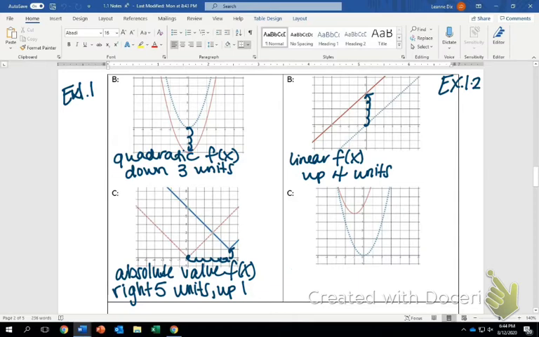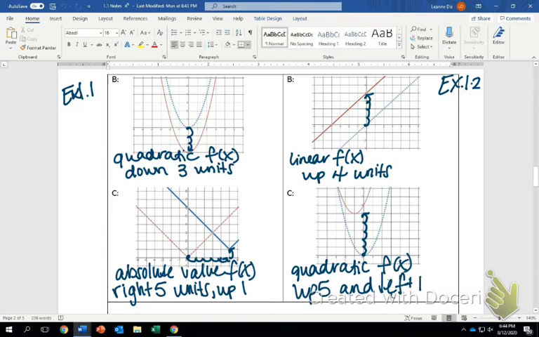The example 1.2c is quadratic because it is a U shape. Same process again. I have my starting point at the origin. I see that it goes up 5 units, and then it goes to the left 1. So I would say up 5 and left 1. And this would be my description.